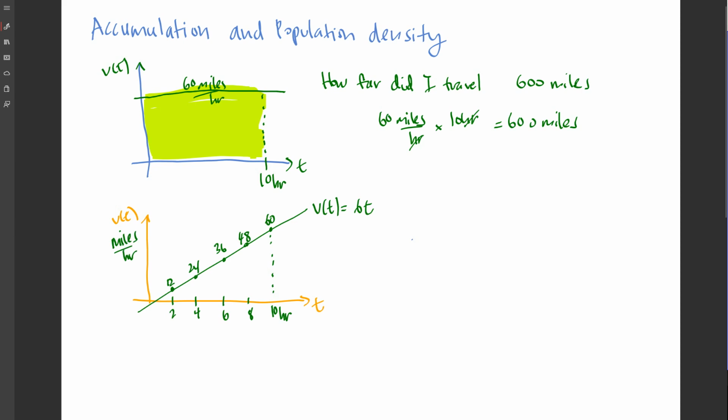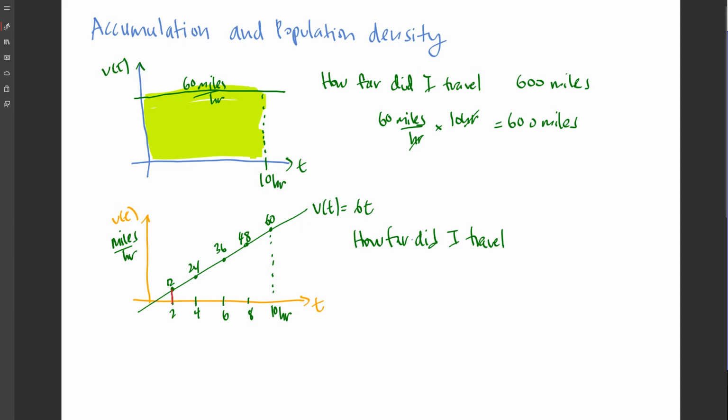Now if I asked, how far did I travel? How will I do this problem? Well, it's still the area under the curve, and this area is pretty easy to find because it's a triangle. But let's pretend this was bumpy. If this had been a bumpy velocity, the way I would have done it is estimate the area under the curve. Do you remember this?